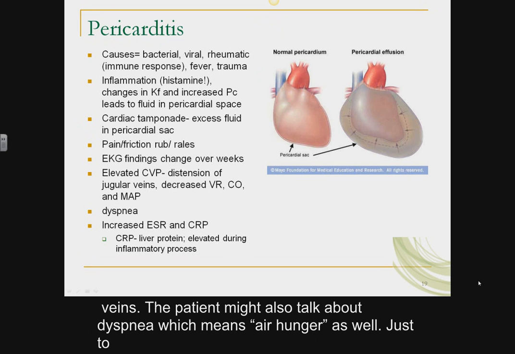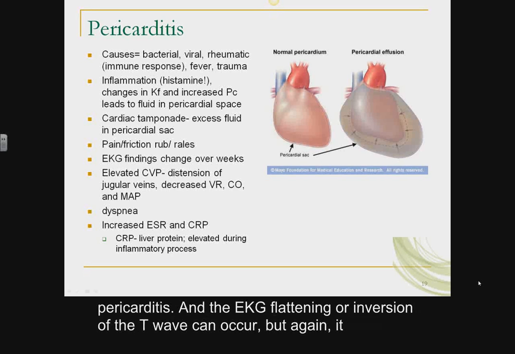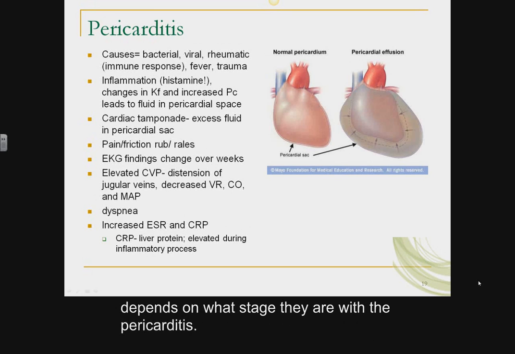So just to wrap up the pericarditis, acute pericarditis can last up to 4 to 6 weeks, but can lead to a chronic pericarditis. And on the EKG, the flattening or inversion of the T wave can occur, but again, it depends on what stage they are with their pericarditis.